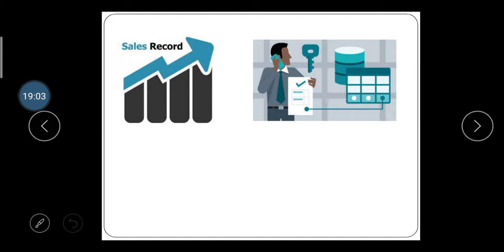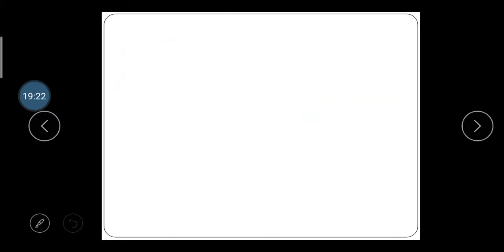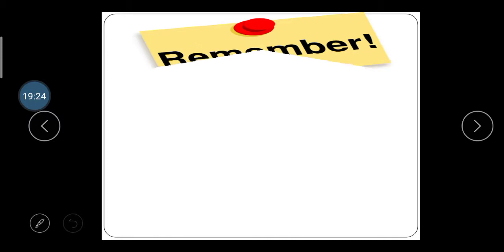Okay, from the customer record, they can easily identify whether these customers are very important or not important. So customer records are also considered for the development of organizations and companies. Then the last one is remember. Okay, the last word of this video lecture is remember. Remembering is a very important thing.